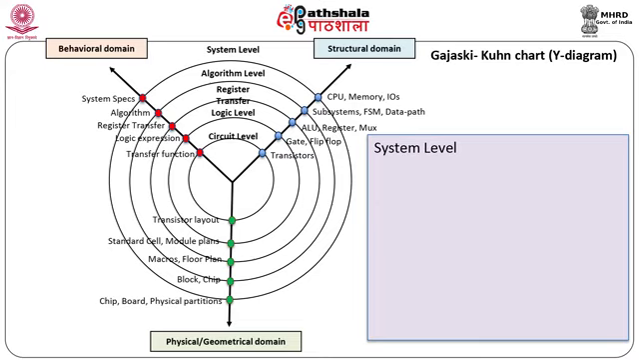These abstraction levels in the Y chart are described below. First, system level. This level of abstraction is also known as processor level abstraction, which is the highest level of abstraction. Blocks used in the structural domain are CPU, memory, bus and IOs. In physical or geometrical domain, chips, board and physical partitions are defined. At this level, the basic properties of electronic systems are determined.